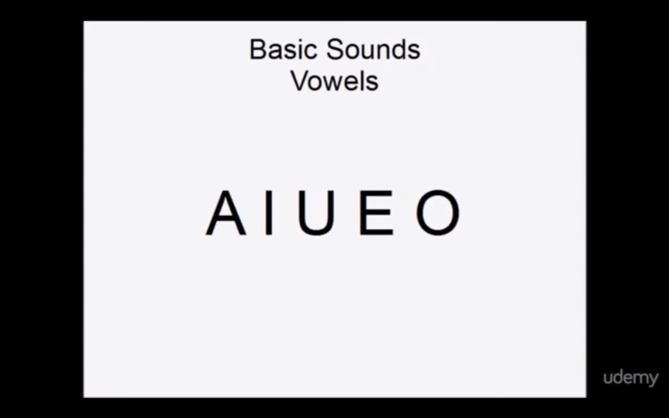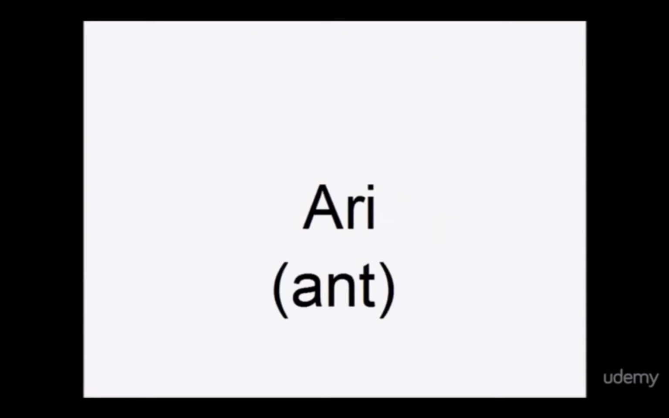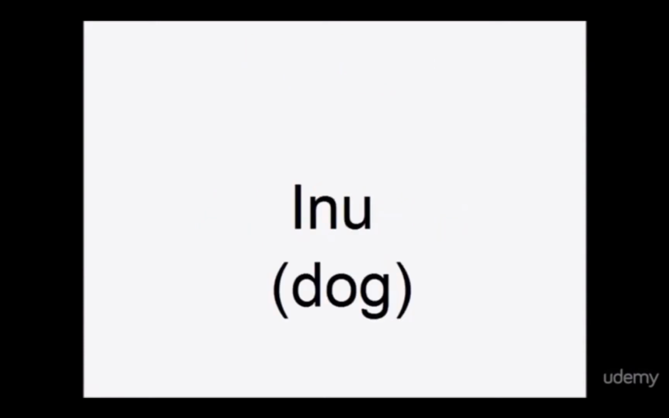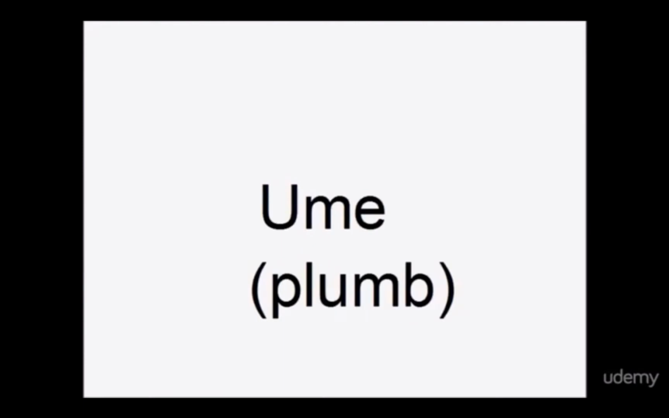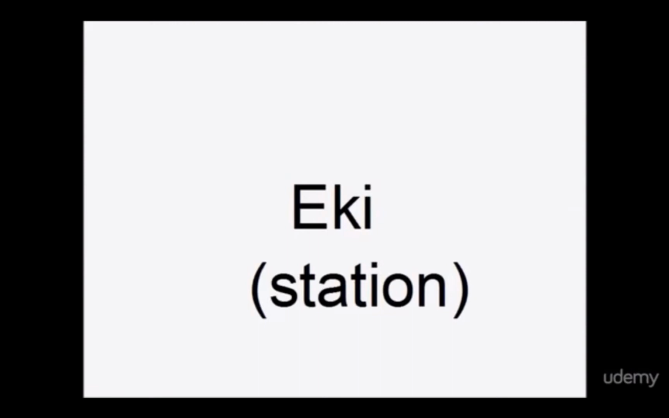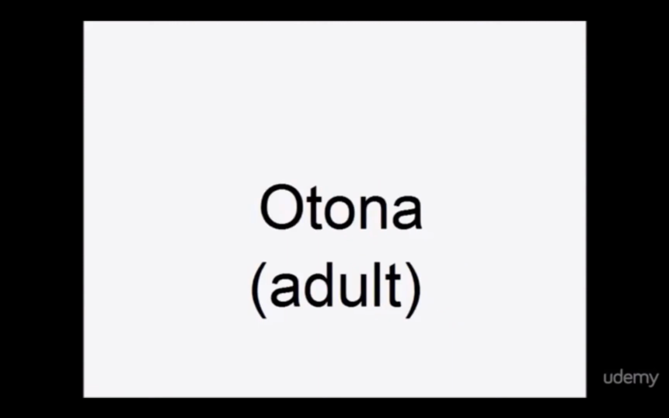Here are some examples to demonstrate this. Ari, inu, ume, eki, otona. In Japanese, vowel length is something which must be paid very close attention to because it can change the actual meaning of a word and cause confusion.